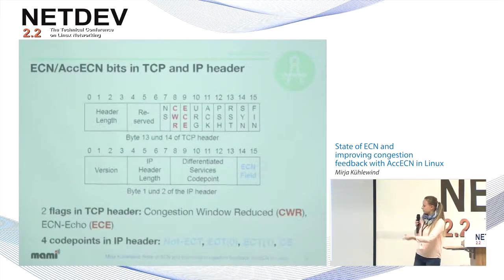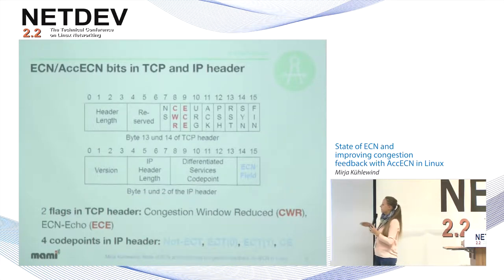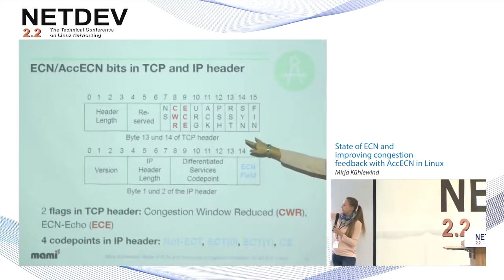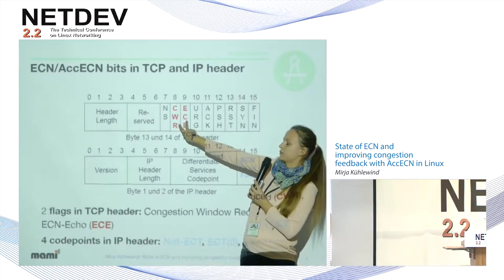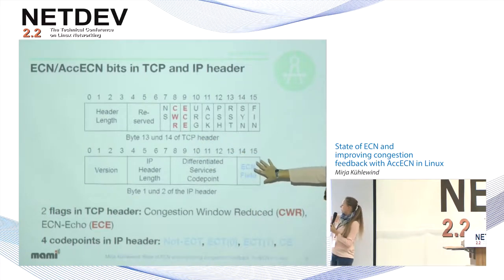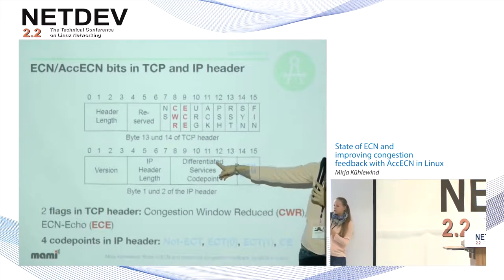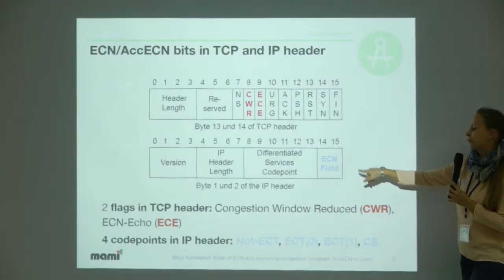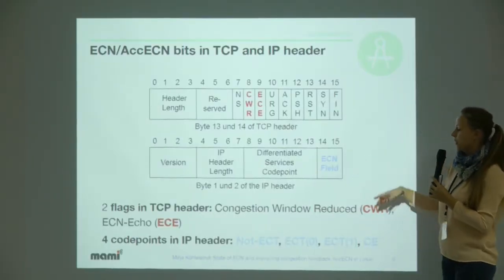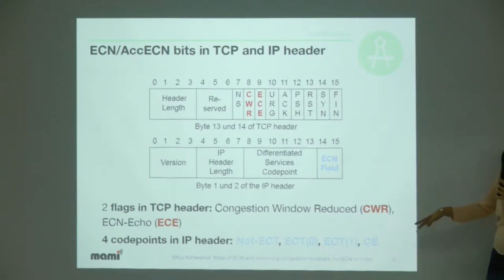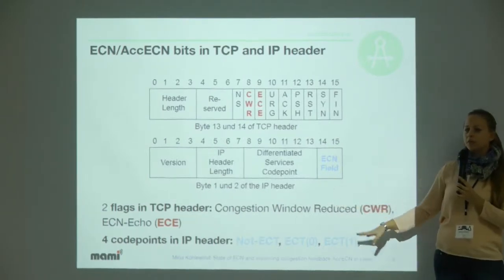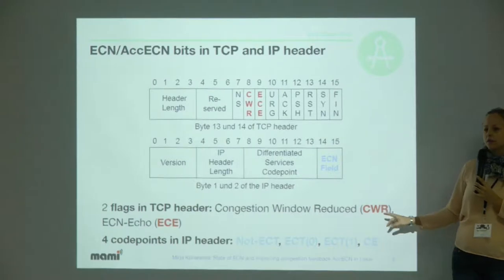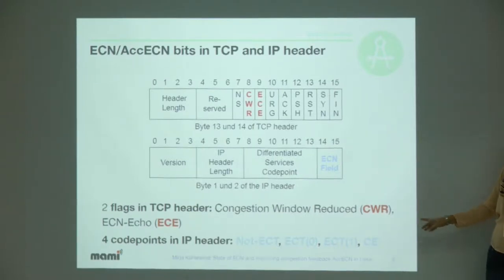Basically, this is the TCP header, and in the TCP header you have all these flags, and you have two flags belonging to ECN. And in the IP header you have the DiffServ code point field here. And you also have two bits here which together form another code point, and that's the ECN code point. So basically we have four code points. One means I'm not ECN capable, two of them mean I'm ECN capable, and the fourth one means the router was congested.